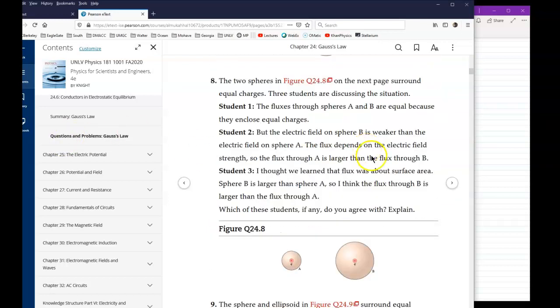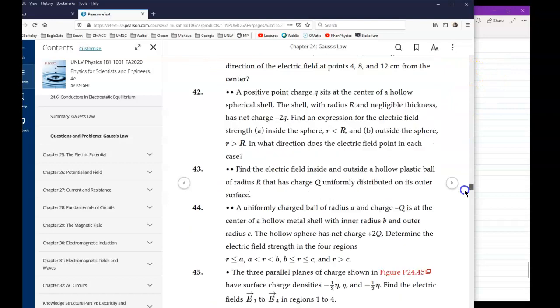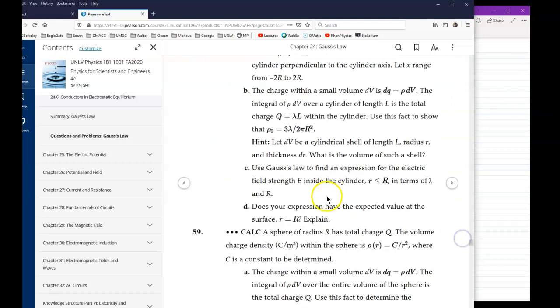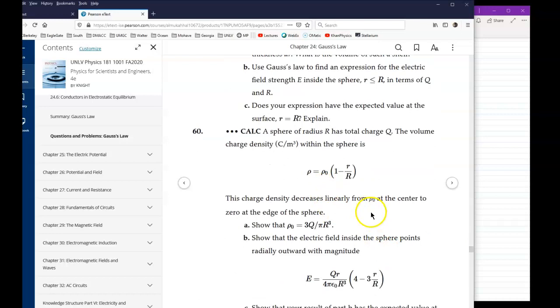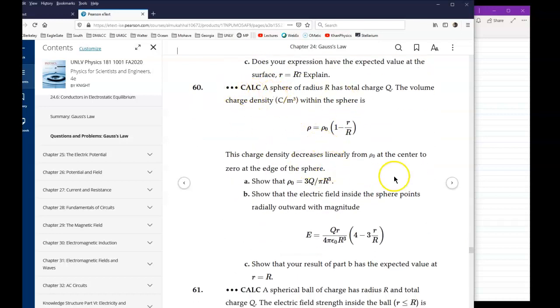Number 60. All right, there it is right there, level 3 again. He says a sphere of radius big R, okay, so this is a constant, has a total charge big Q. Remember that the big Q also is a constant. So the sphere is not losing charge, or getting smaller or bigger or whatever. All right, the volume charge density, Coulomb per meter cubed, within the sphere is given by that.